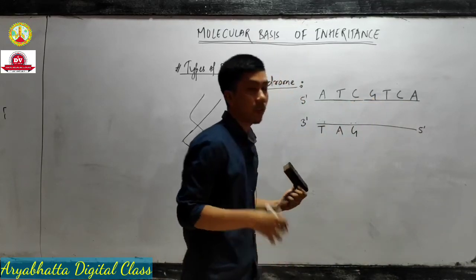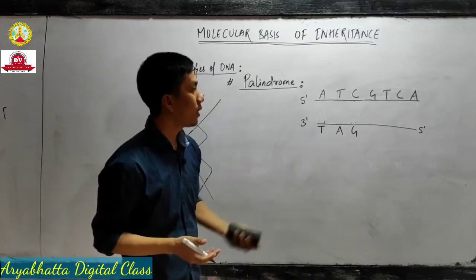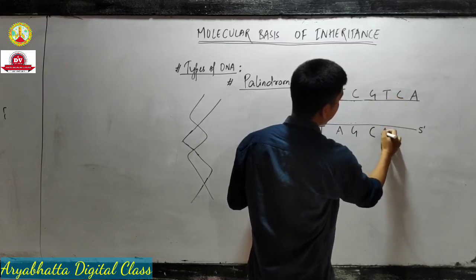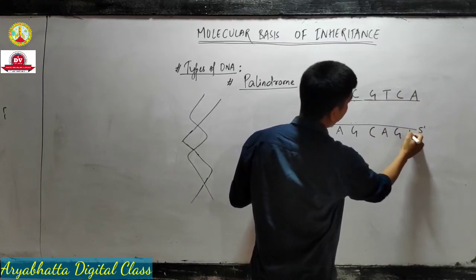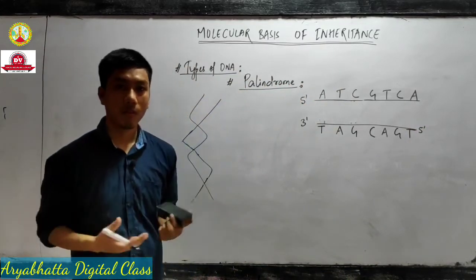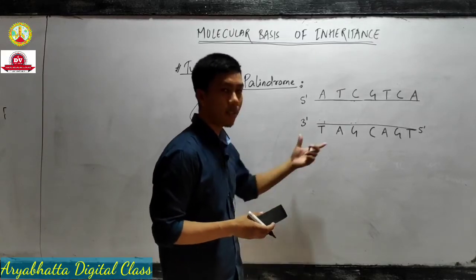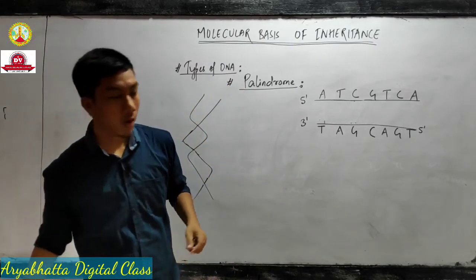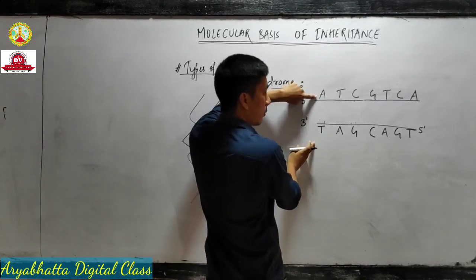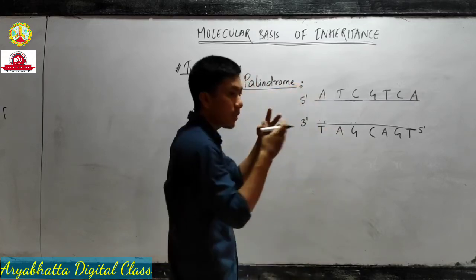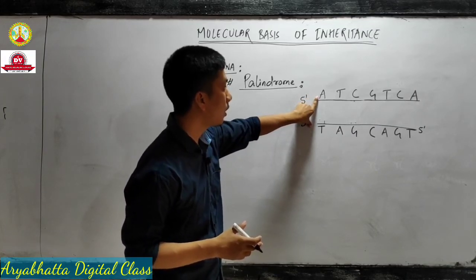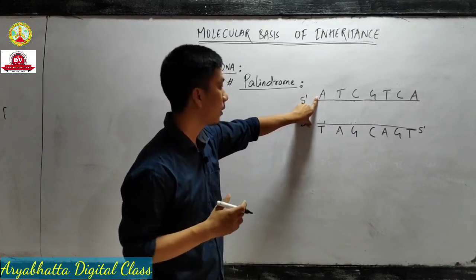So we'll keep it like that, and you already know the bond between each other. Guanine pairs with cytosine, again thymine will pair with adenine, cytosine pairs with guanine, adenine pairs with thymine. This is the structure that we find. Suppose, for example, we are taking an example here. Now what happens when we read both the strands in opposite directions? We read the same letters.